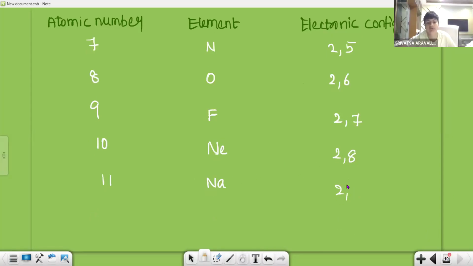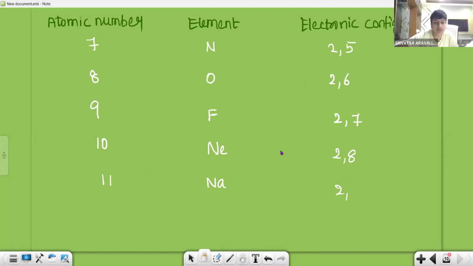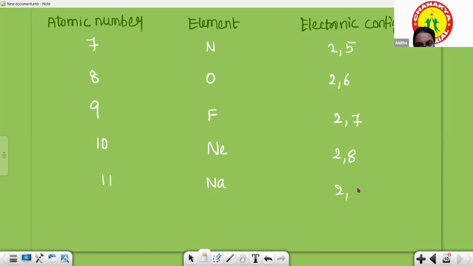If you fill 2 in the first orbit, then how many electrons are left in sodium? 9. So how are you going to fill those 9 electrons? How many electrons can you fill in the second orbit?